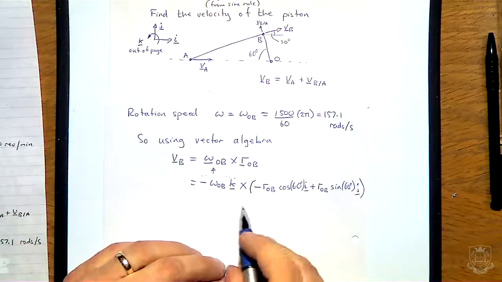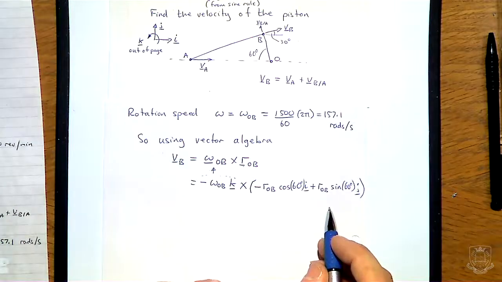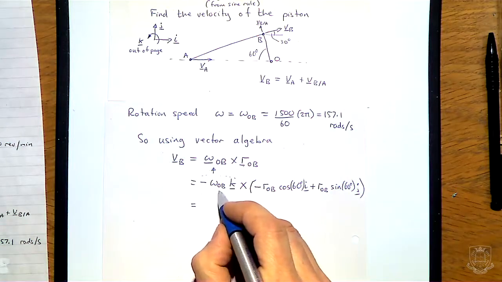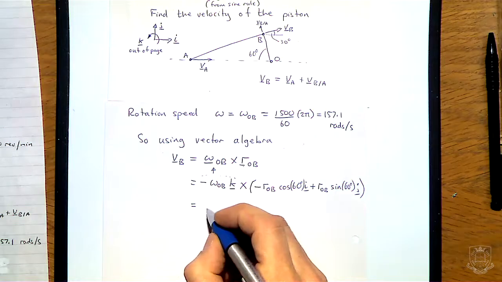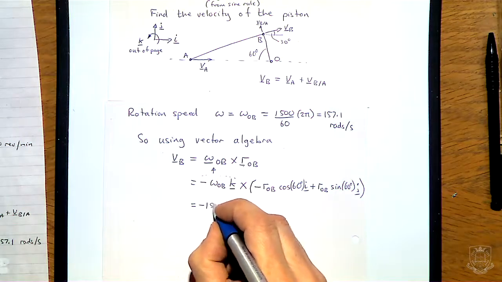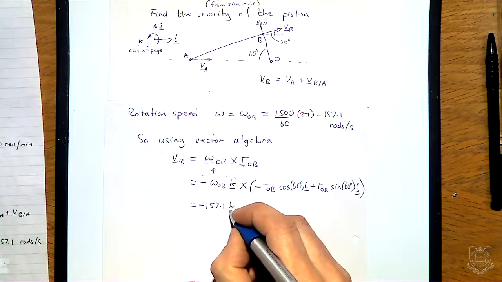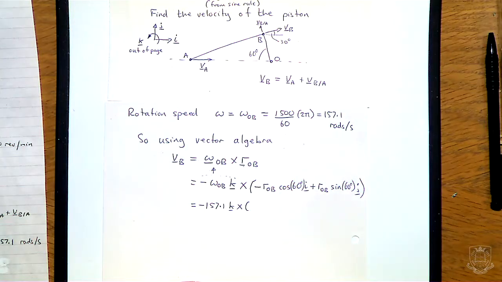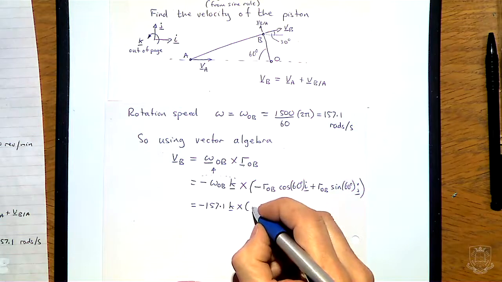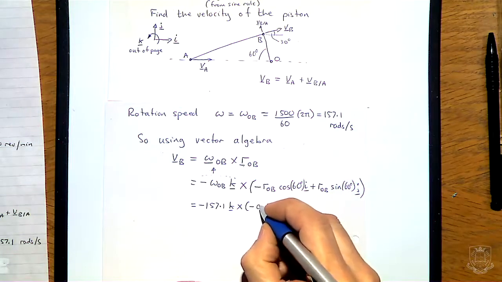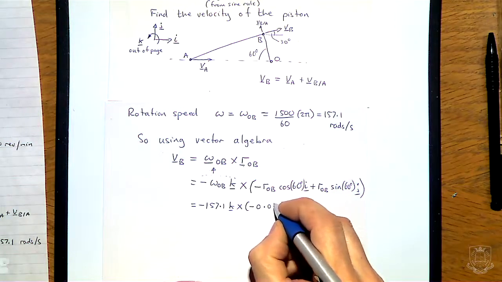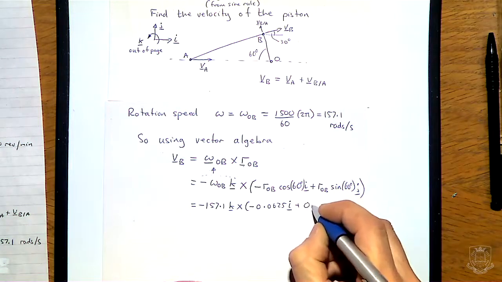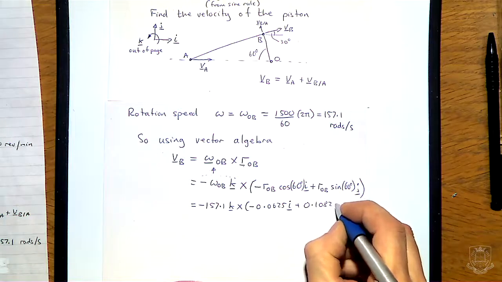Now it's a case of just working these things out. We know that this scalar quantity for omega OB is 157.1, so we put that in. K crossed with, well, we can work these things out from the distances and the angles we've got in the question, and it comes out at minus 0.0625 i plus 0.10825 j.